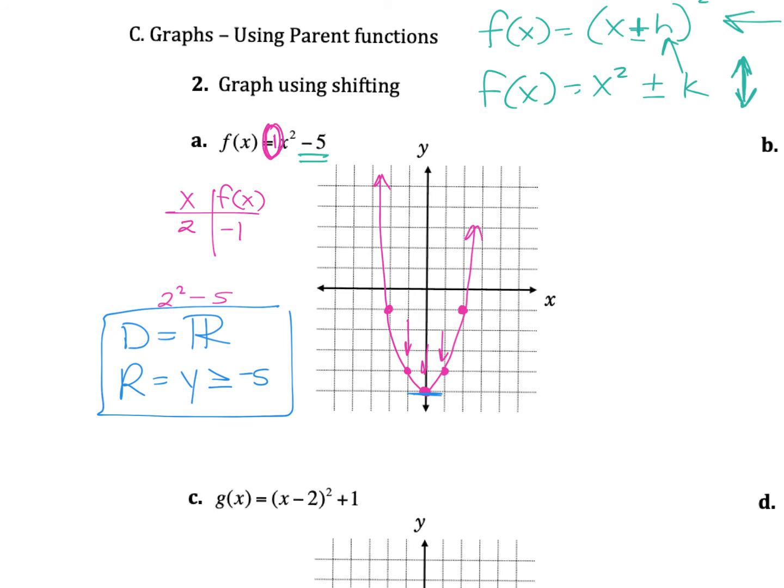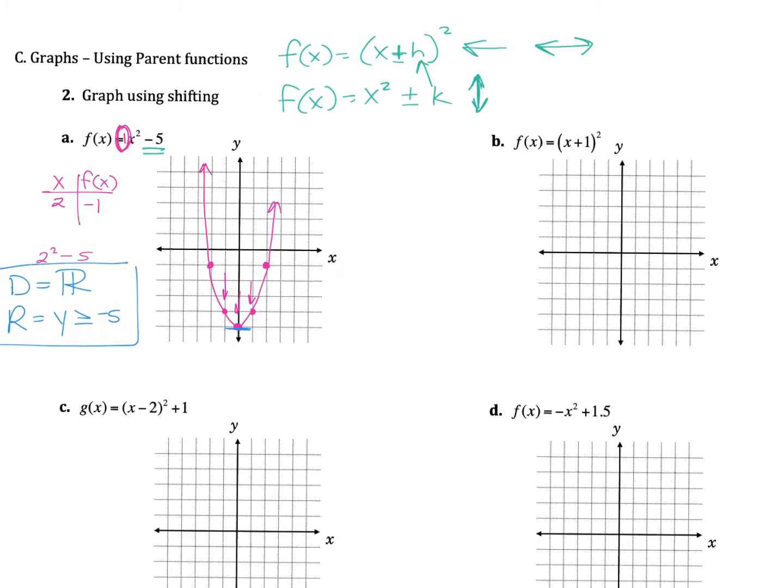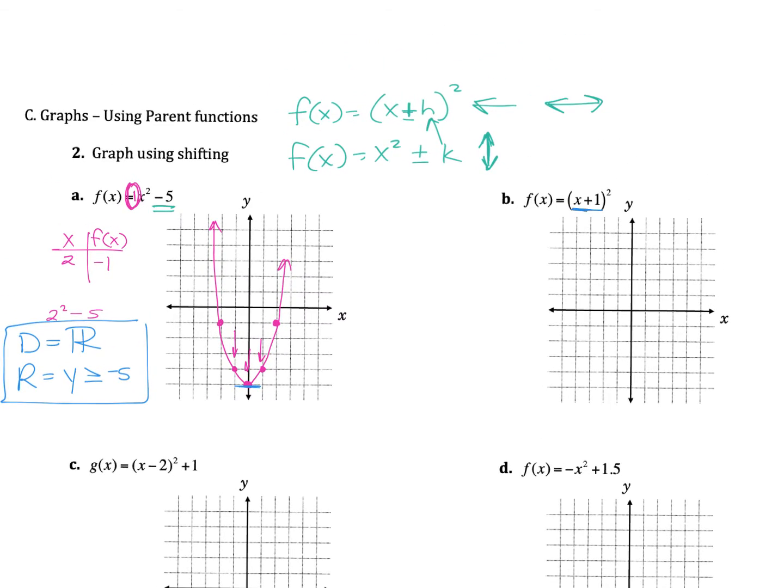Okay, let's do another shift. Letter B. Where is this one moving? It's x plus 1 inside the parentheses. To the left, right? This is going to be left 1. So you're going to go from 0, 0, left 1. This will be your vertex. Okay, what's your A term right now?